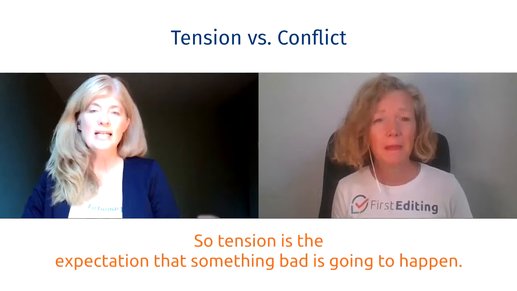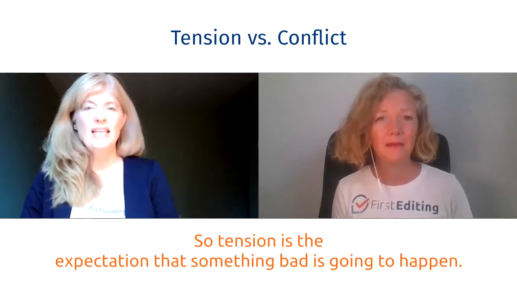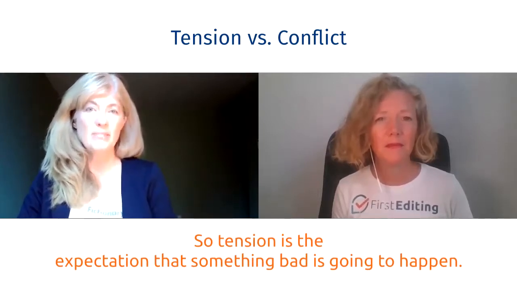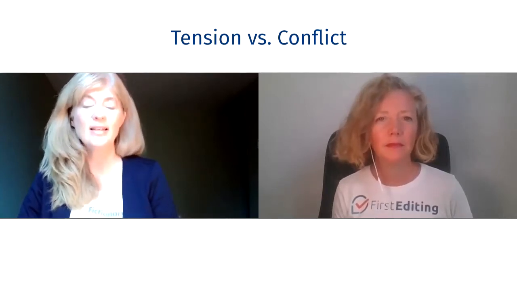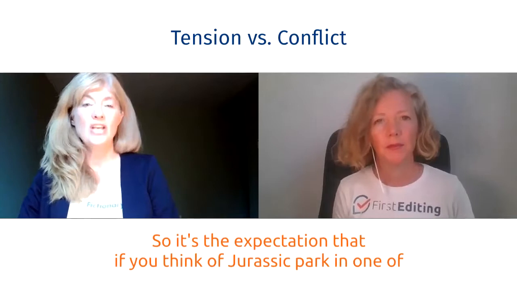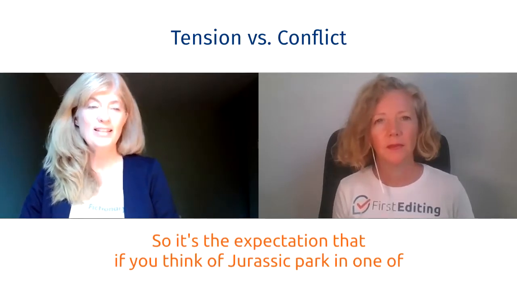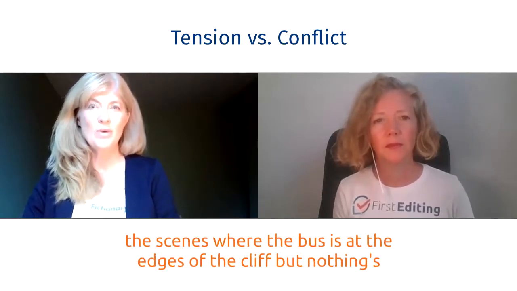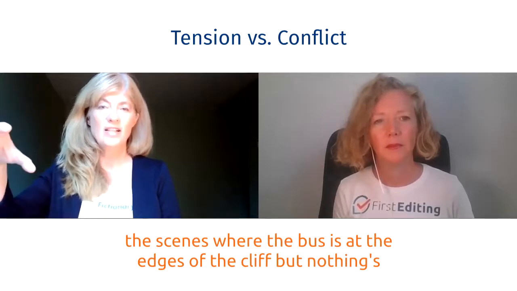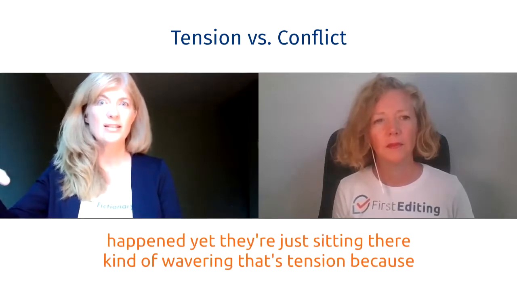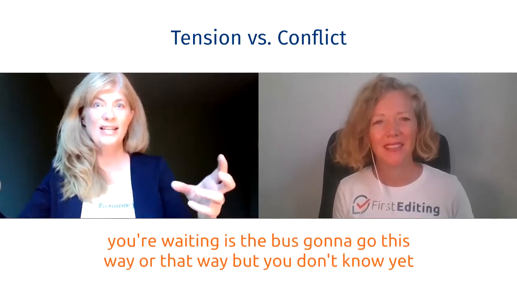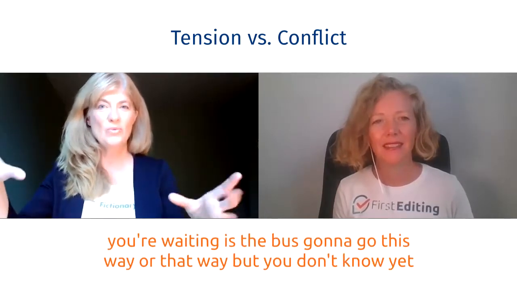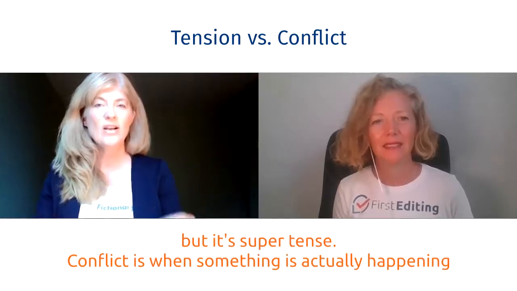So tension is the expectation that something bad is going to happen, but it's not actually happening. Okay. So if you think of Jurassic Park in one of the scenes where the bus is at the edge of the cliff, but nothing's happened yet, they're just sitting there, kind of wavering. That's tension because you're waiting. Is the bus going to go this way or that way? But you don't know yet, but it's super tense.